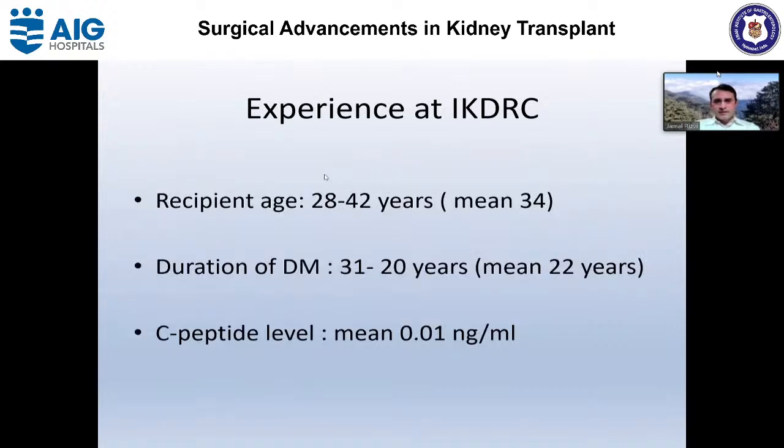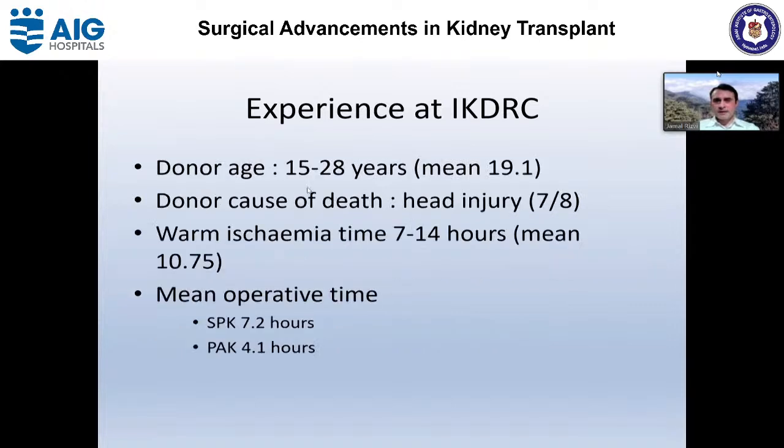The recipients, as you can see, were mostly young. Many of them had a very long duration of diabetes. They were all type 1s, represented by this low C-peptide level. We've also been fairly selective on our donors. They were all under the age of 30, almost all head injuries. And this is important because you don't want donors with comorbidities.